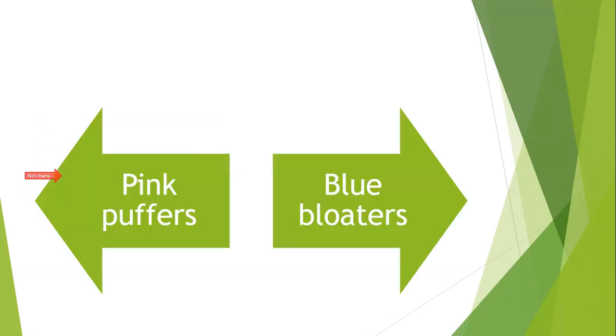Okay, so this is a common trope that is there. Everyone knows about pink puffers and blue bloaters. So pink puffers are what we call patients who are at the emphysematous end of the spectrum, and blue bloaters are what we call the patients who are at the chronic bronchitic end of the spectrum, right? But most patients are neither pink puffers nor blue bloaters. They have a combination of symptoms of both.